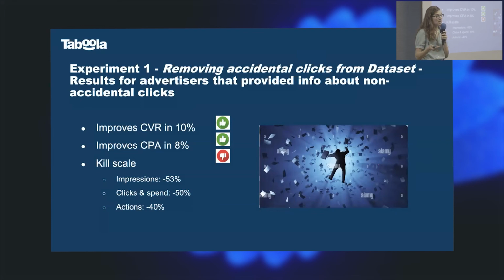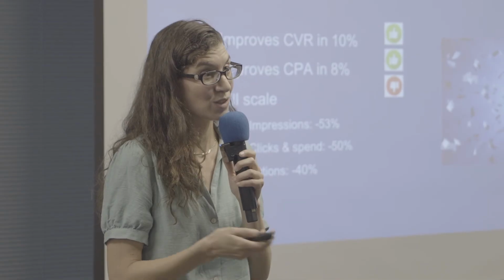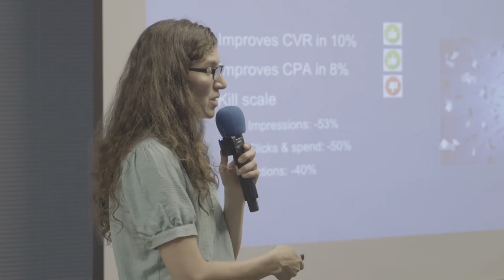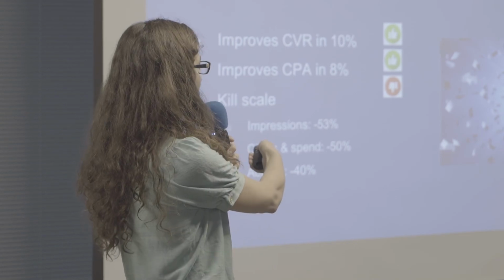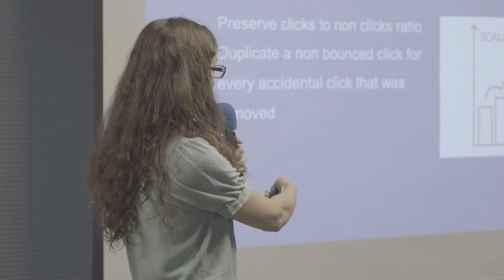However, because they are less competitive, it kills scale. They are less competitive compared to other advertisers, so we recommend them less. They get fewer clicks, and the biggest problem is that they get fewer actions. So if an advertiser pays less for each action, but he gets 40% fewer actions, he will not be happy. This is not good. This is bad. So we had to fix that. We saw there is a potential, but it's not enough.